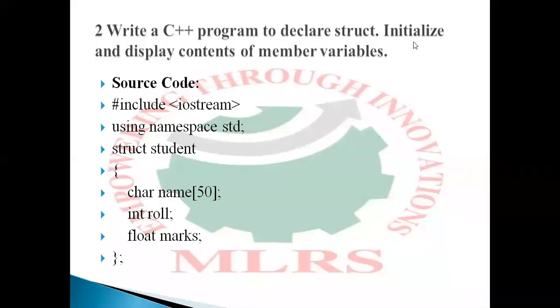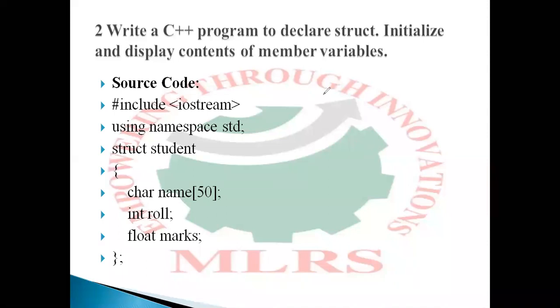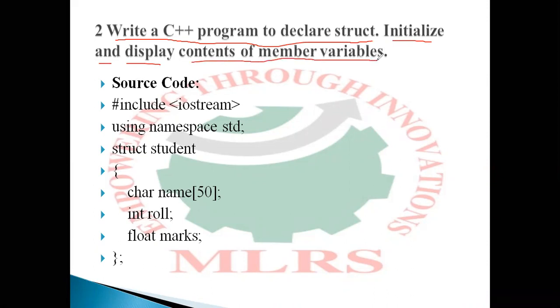Now again we come back to the second program. Here we are going to discuss the second program. Now the second program is: write a C++ program to declare a struct, initialize and display contents of member variables. That indicates we have to use the structure. We have to define one structure, and after declaring and defining a structure, we have to initialize the values to the members and display the same members on the output screen.